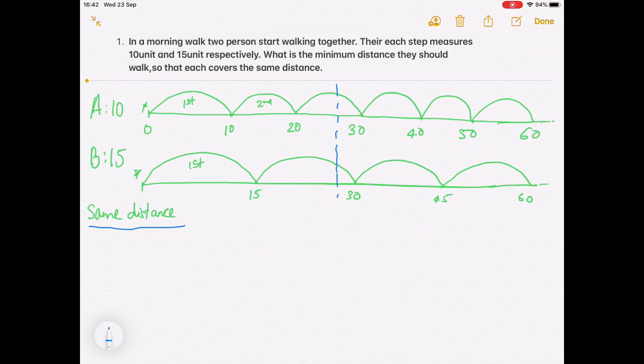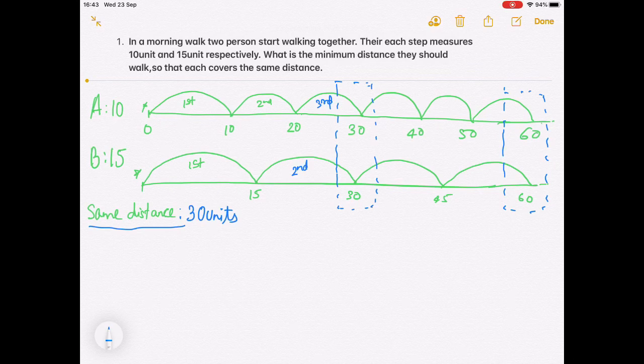So at 30 units, we can see that they are meeting, and that was after the second step of B. This was B's second step and third step for A. So we can say that the answer to this question is 30 units. After 30 units, they are meeting for the first time. Now, if they keep on moving forward, they meet for the second time at 60 units. But that is not what has been asked. What is asked is the minimum distance.